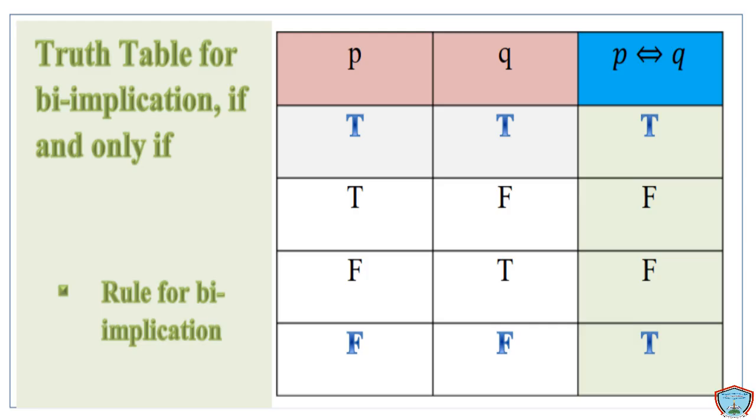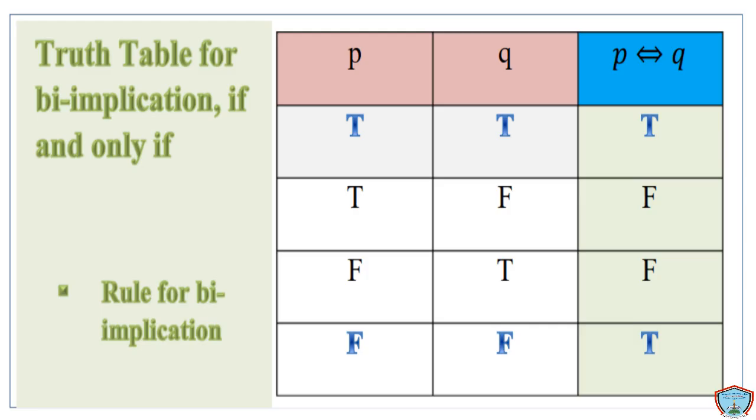Biconditional, or the so-called bi-implication, is represented by if and only if. It shows that the 2 propositions are logically equivalent. A biconditional, or bi-implication statement, is true when both propositions share the same truth value, meaning both are true or both are false.